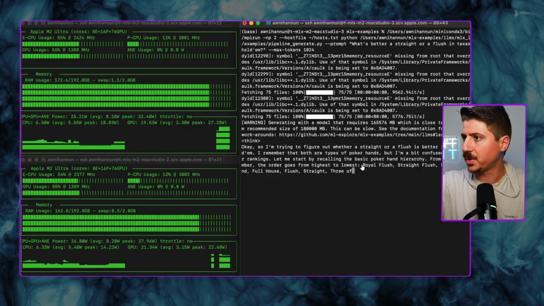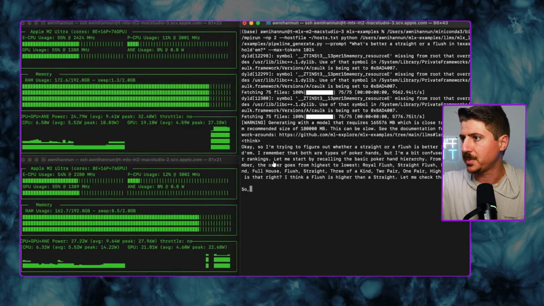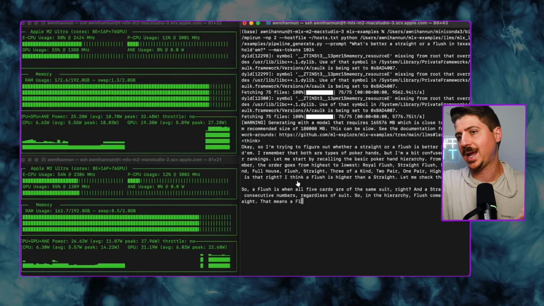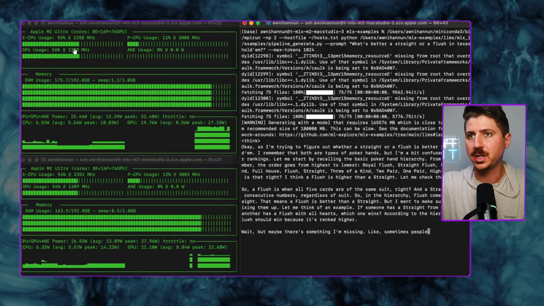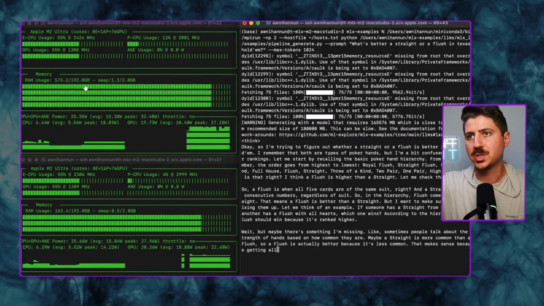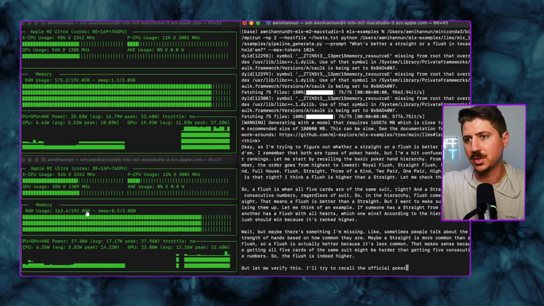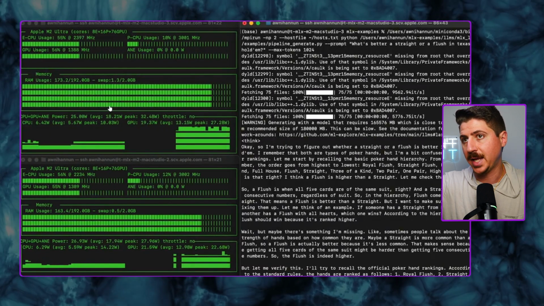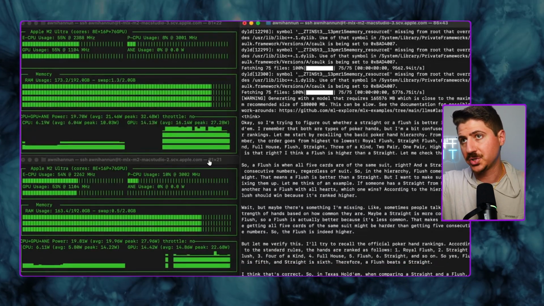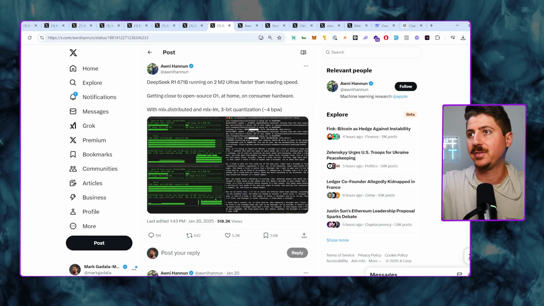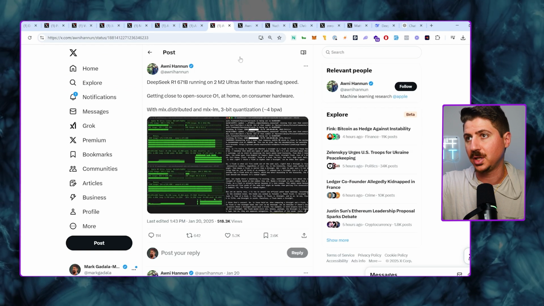Okay, so I'm trying to figure out whether a straight or a flush is better in Texas Hold'em. I remember that both are types of poker hands, whatever, right? So it's answering this question, and it's doing it relatively fast. And you can see the two M2 Ultras here in use. You can see the RAM usage. So it's using pretty much all the RAM here and all the RAM here as well, which is a lot of memory in tandem. Obviously these are two very powerful computers that he's mixing together here, but you don't need to do seven like this guy's doing, right? And this is just going to run a little slower.